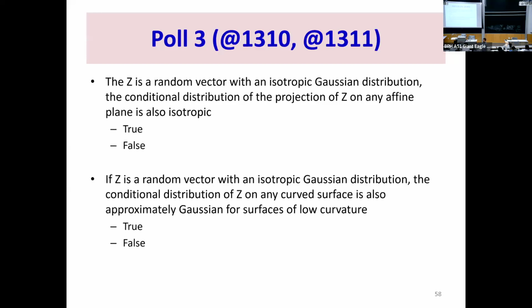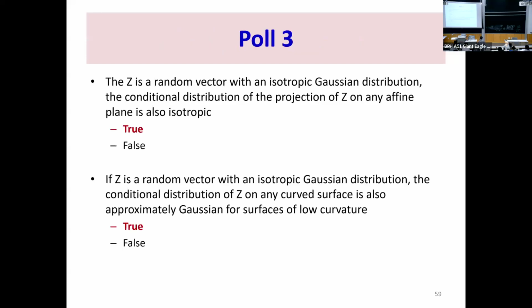True or false? True. Also true. Yes. The z is a random vector with an isotropic Gaussian distribution, so the conditional distribution of the projection of z on any affine plane is also going to be Gaussian. If z is a random vector with an isotropic distribution, the conditional distribution on a curved surface that is not too curved within the region of the Gaussian is going to approximately also be Gaussian. This is what we are depending on.